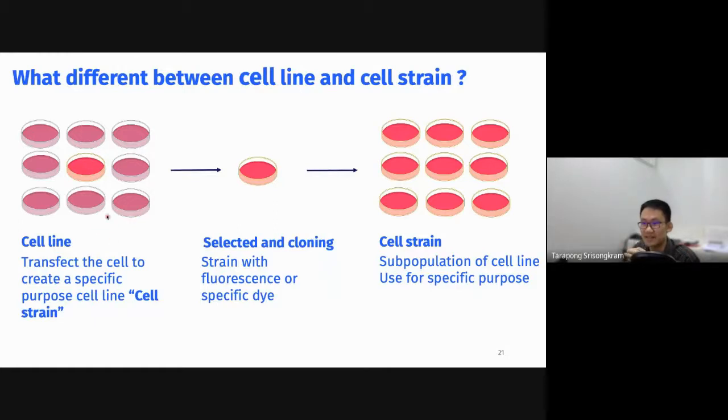If you transfect a cell line to create a specific purpose cell line, here, as you can see, all of it is the cell line, but the middle of the plate has a different color from the other cells. So we can collect these cells and culture them, and we can use them for a specific purpose. And these cells will be called a cell strain. It means that a cell strain is a subpopulation of the cell line that is meant to be used for a specific purpose.